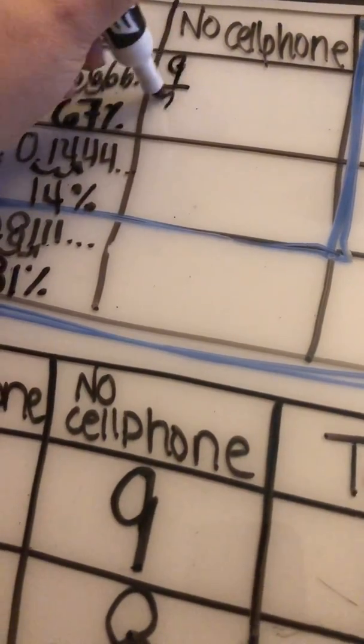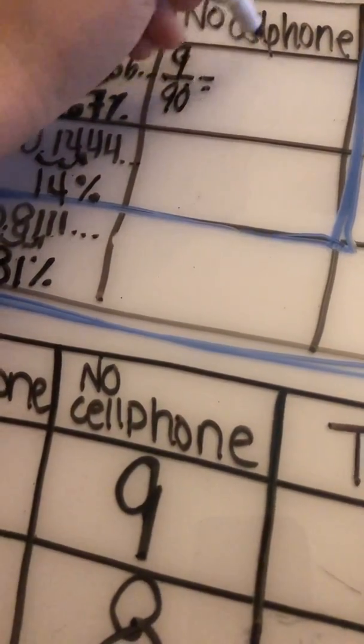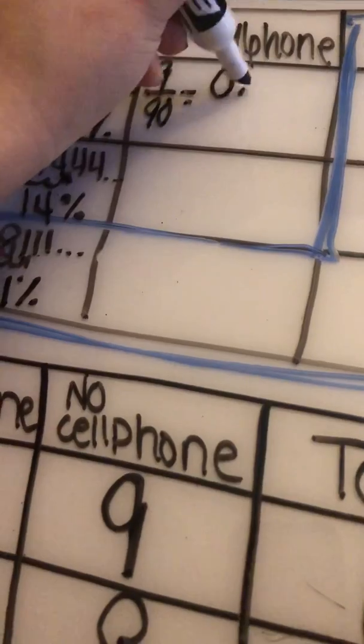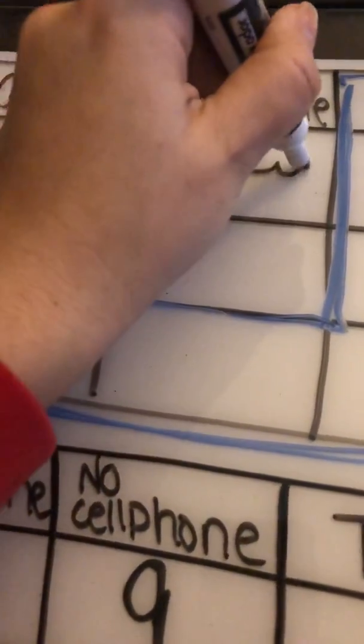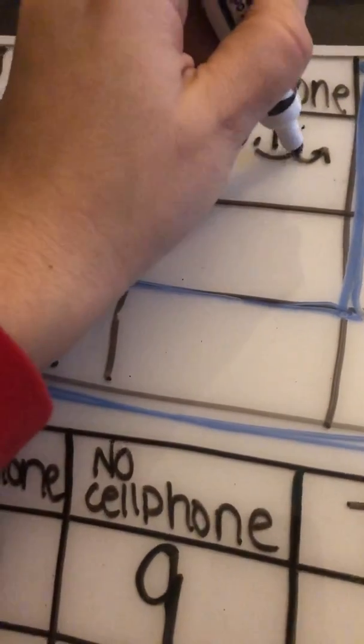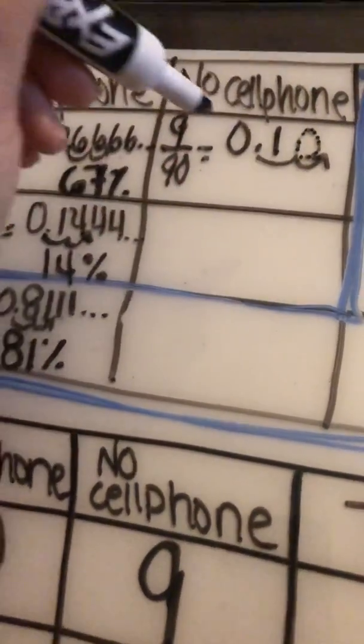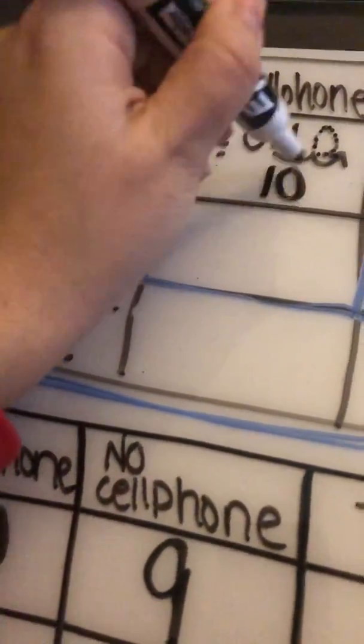So we have 9 divided by 90. I know that one by heart. It's going to be 0.1. If I make that into a percent, I'm going to move the decimal 2 places. Notice I'm missing a place value, so I'm going to fill that in with a 0. So this answer will be 10%.